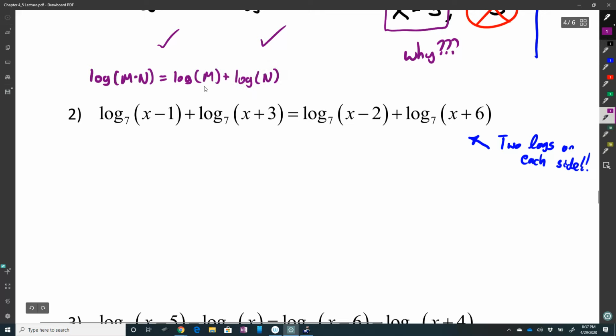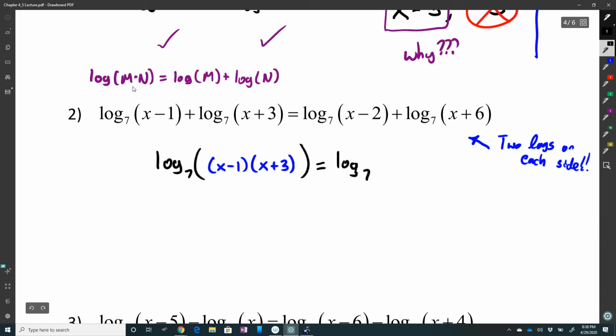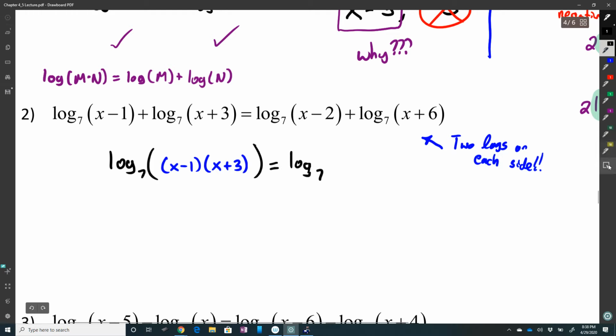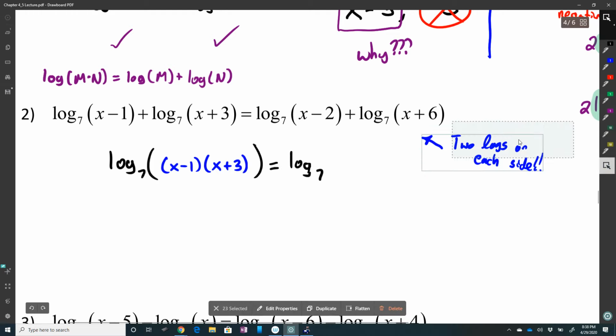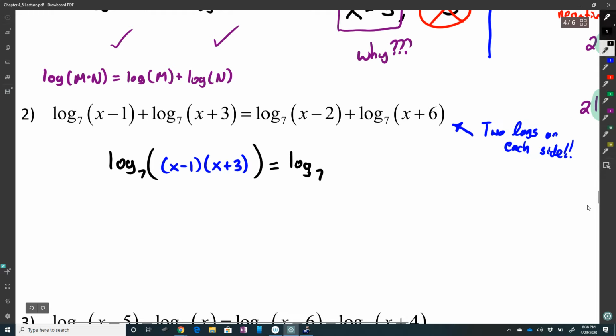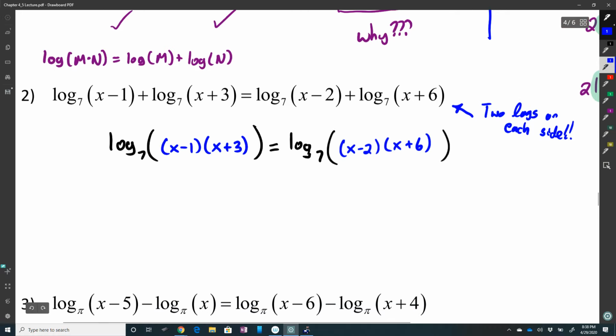So if you have 2 logs being added, you can bring them together with multiplication on the inside. So it's 1 log. So log base 7, and then on the inside, it's going to be x minus 1, x plus 3, equals log base 7. And I do the same thing over here because they're being added. So I get x minus 2, x plus 6, and there you go.